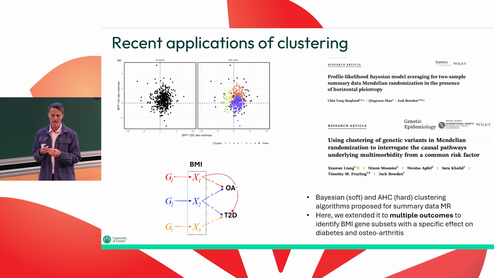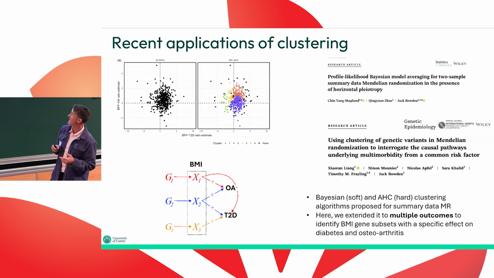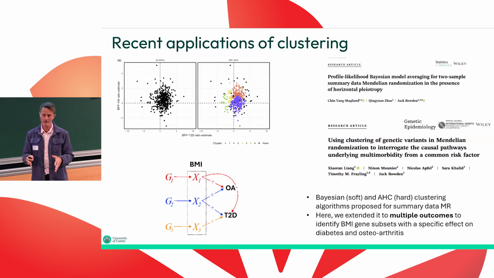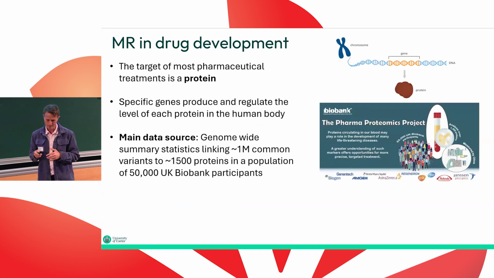So what we did is we looked at BMI, took around 500 variants in this case, and tried to find subsets of those genetic variants that had distinct effects on BMI and osteoarthritis together, so two outcomes. And we were able to do that successfully. So what you're seeing here is a two-dimensional plot of causal effects identified by different variants, and then the color coding comes in using the agglomerative hierarchical clustering algorithm.